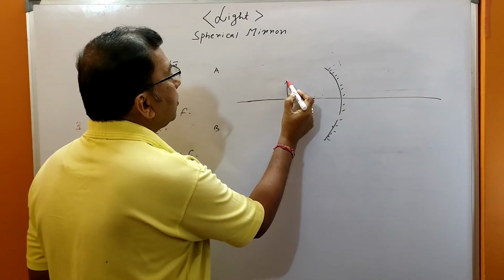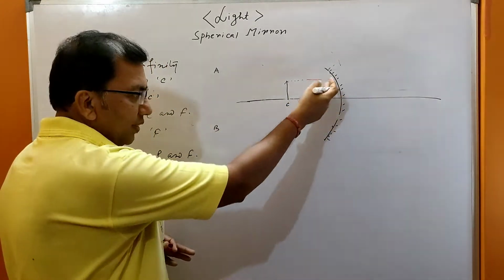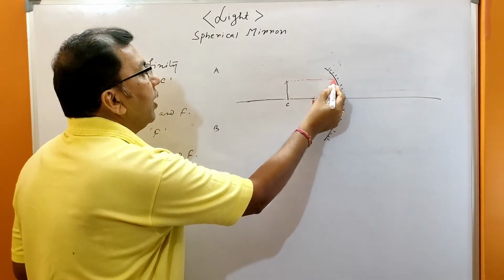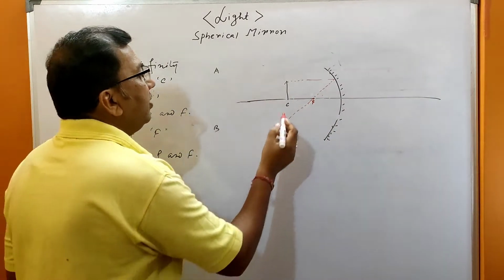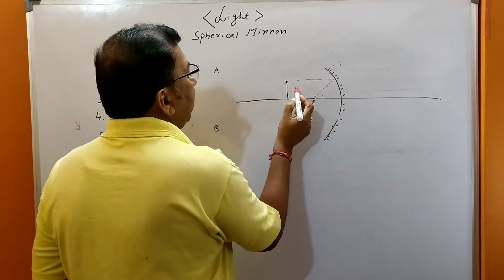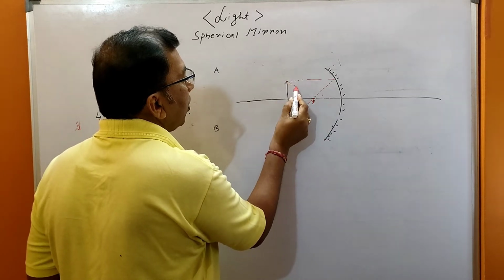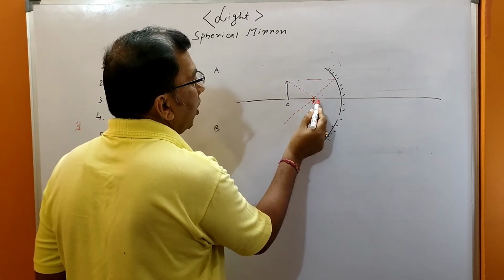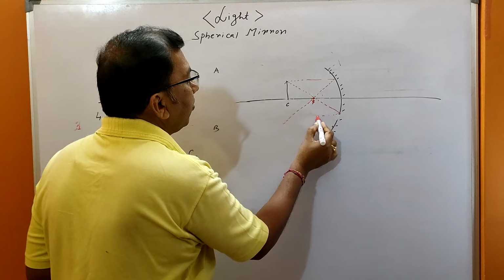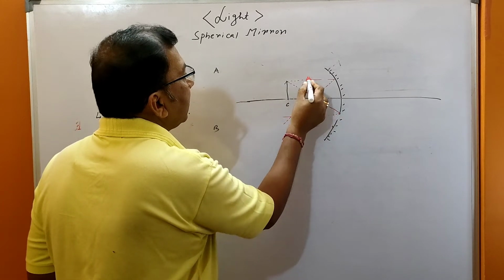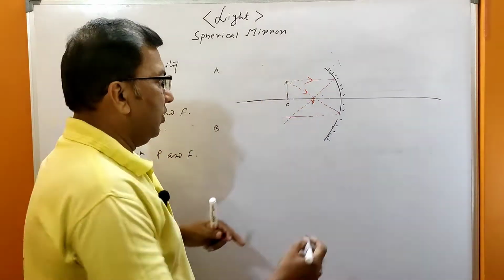If a parallel ray passes through the principal axis, it will pass through F. Okay, so it will pass through the focus. Clear? Again, another way: if it passes through the focus, it will go parallel to the principal axis. Okay, parallel to the principal axis. Never forget to give the arrow sign. It indicates the ray of light.